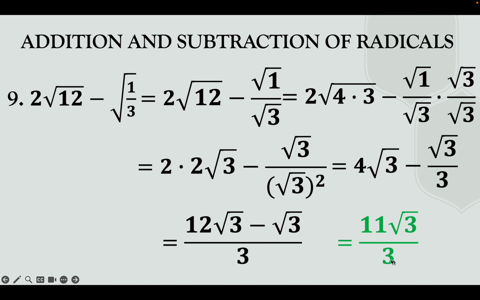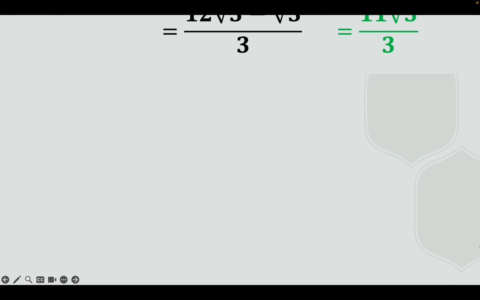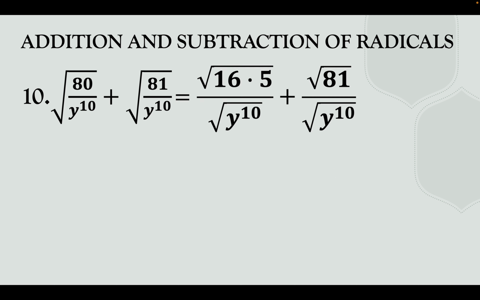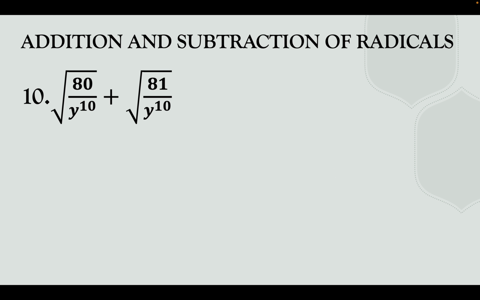So, now we have 12 square root of 3 minus square root of 3. We have 1 there. We have 11 square root of 3 over 3. Last example, we have square root of 80 over y raised to 10 plus square root of 81 over y raised to 10.